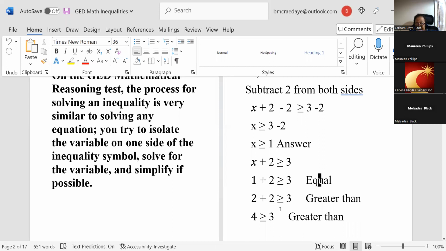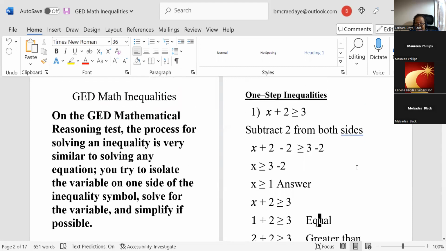You got it? I know the 1 plus 2 is greater than or equal. The 1 plus 2 satisfies the equal. 1 plus 2 is 3. Yes, 3 equals 3. 2 plus 2 is 4. 4 is greater than 3. So it's greater than or equal. So that means greater than or equal to 1 satisfies the greater, and it satisfies the equal. Okay. Thank you. Questions?